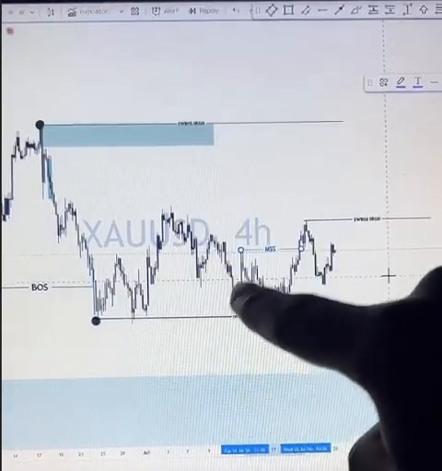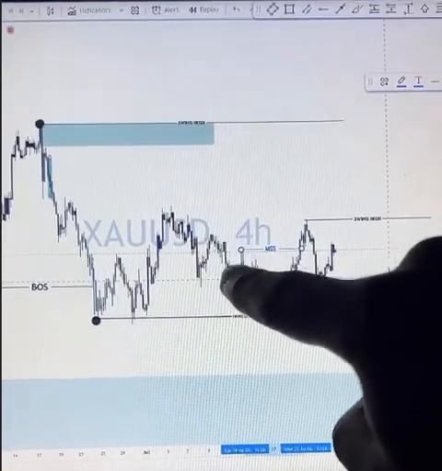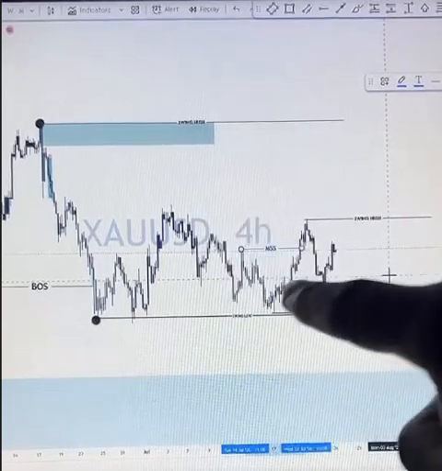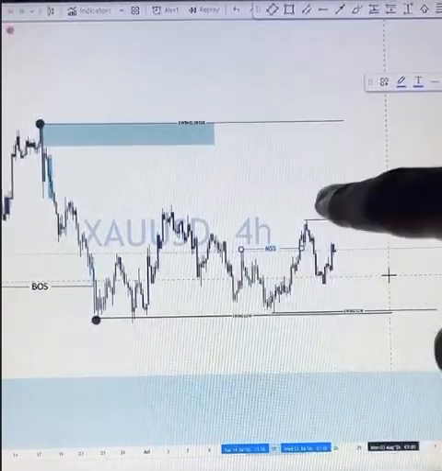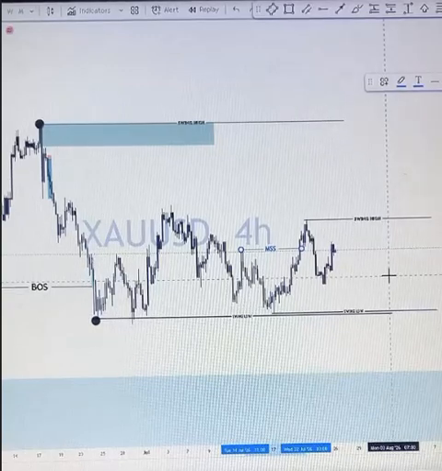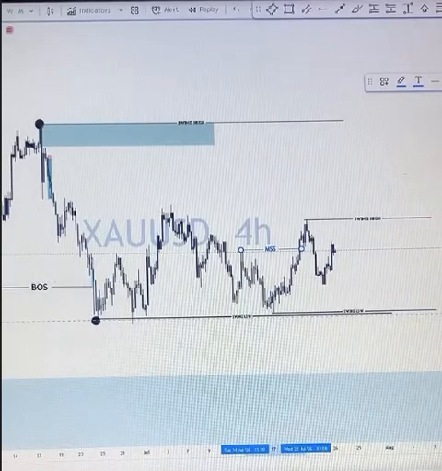Originally, price was selling, but from selling, it turned to buy. This happening means that market has changed direction from bearish to bullish. It's simple. This is the simple way to read the market.